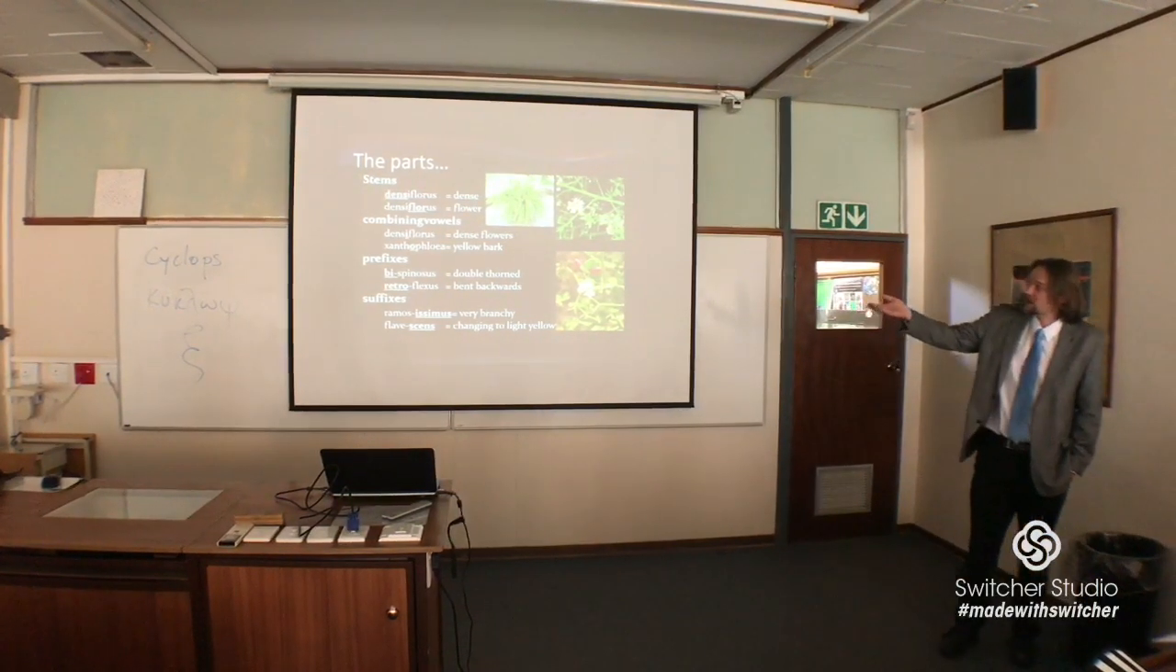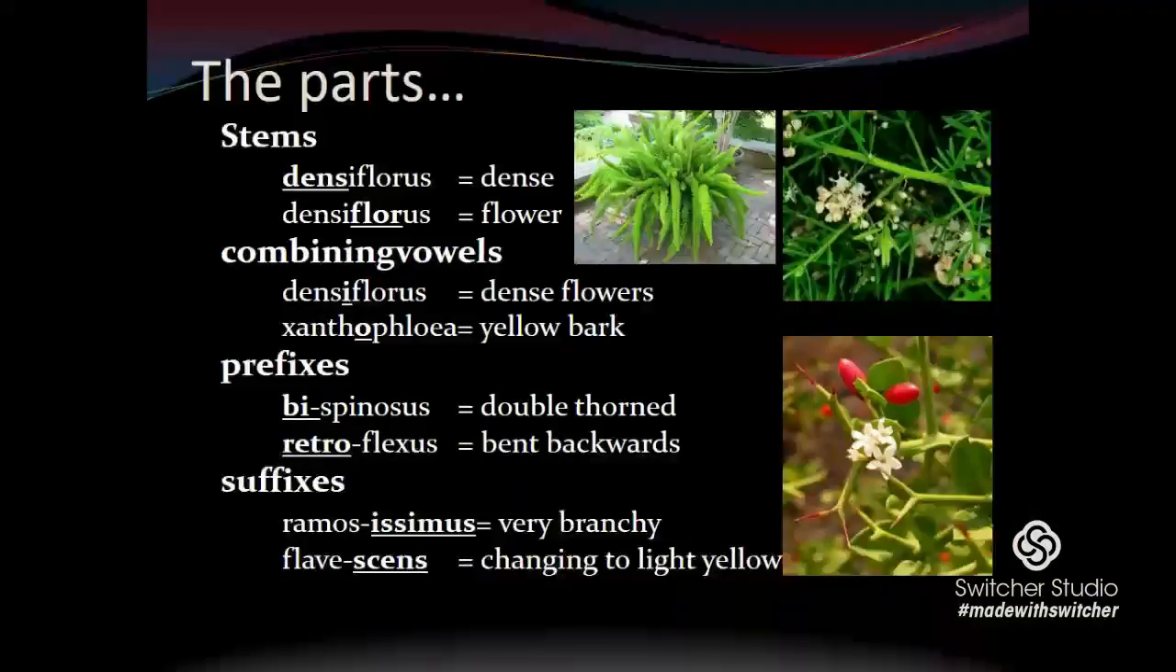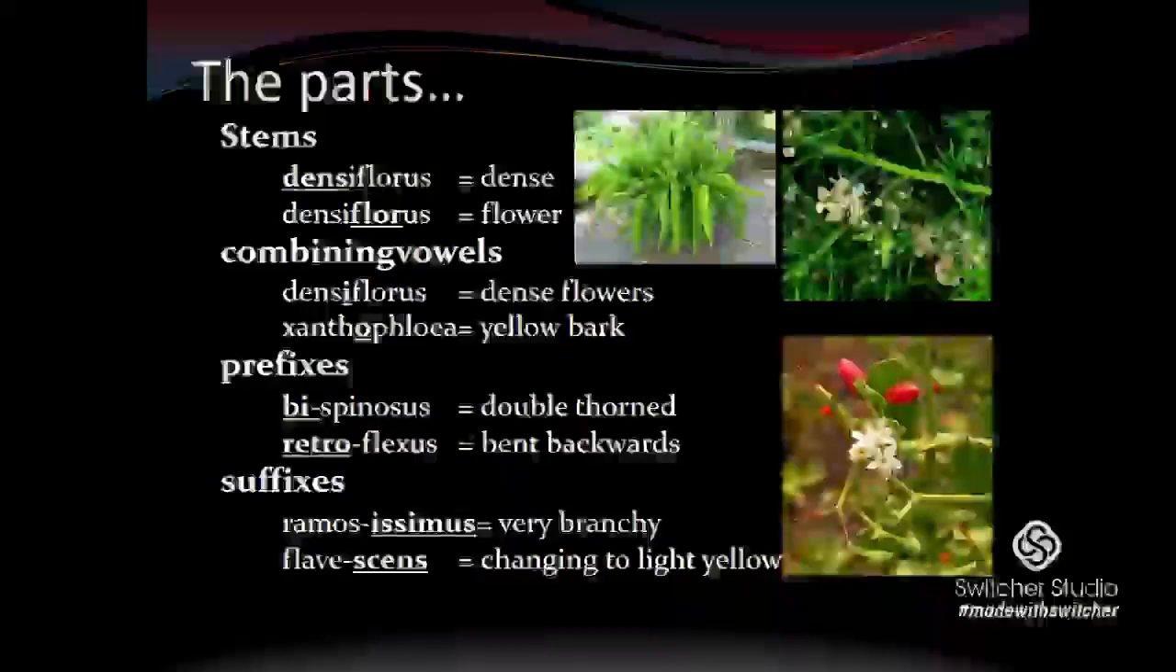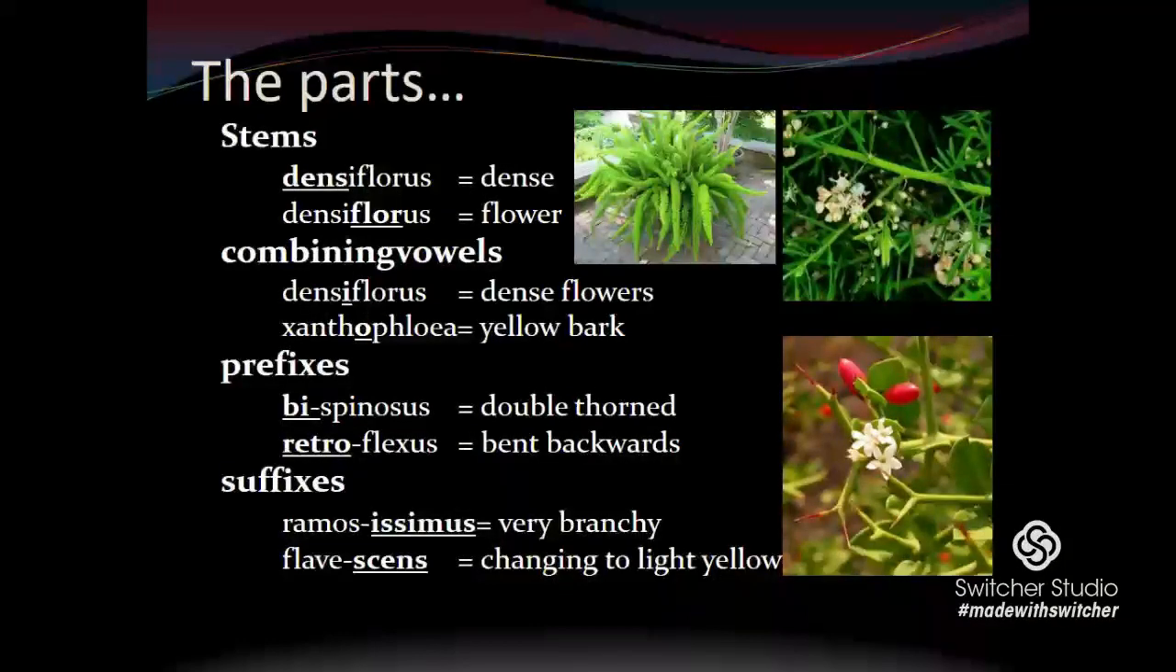Okay, combining vowels. In densiflorus we have the I. In Xanthophloia, yellow bark, we have the O as a combining vowel to make your two terms stick to each other. Sometimes you use them, sometimes you don't. It's to facilitate pronunciation. You can say speed meter, but it's easy to say speedometer. You can say kilo liter, but kiloliter is better. It sounds better. That's a combining vowel, just a bit of mortar between stuff.